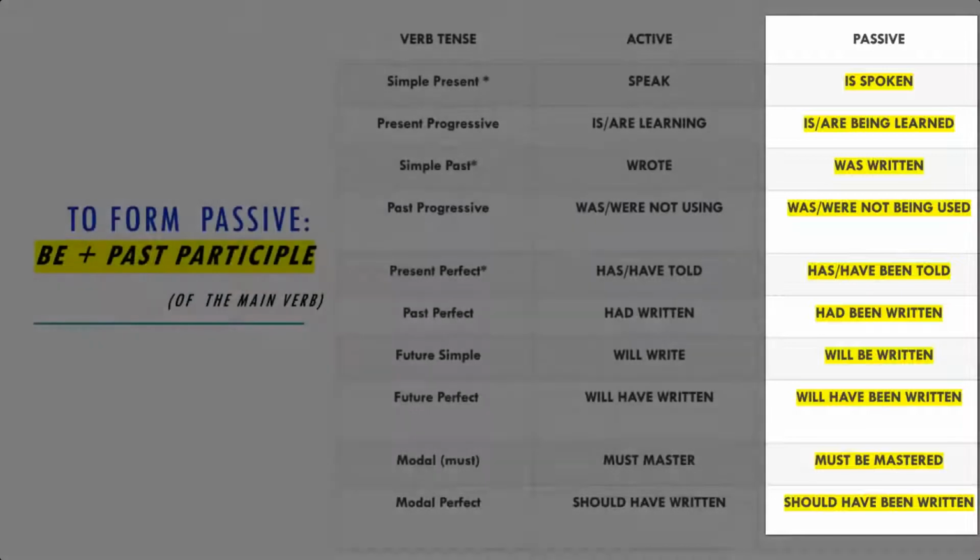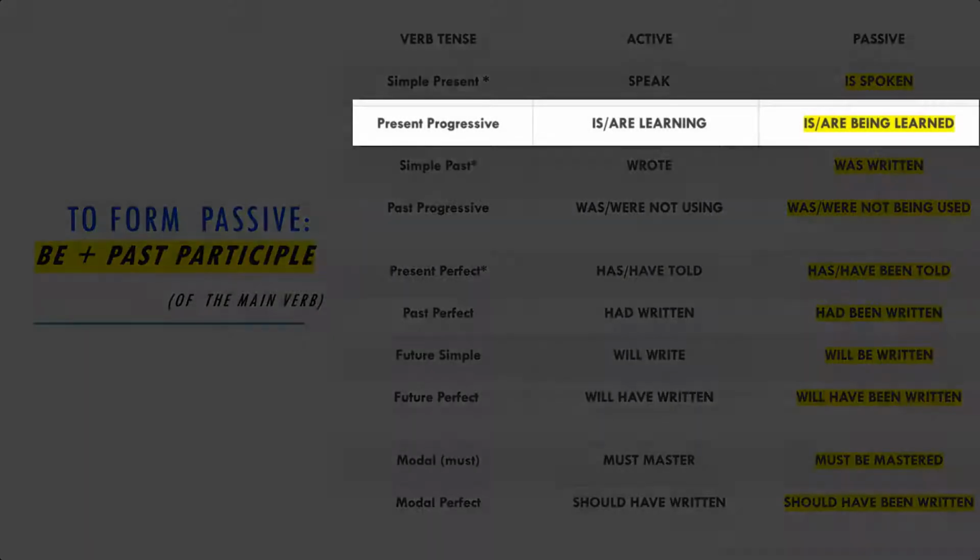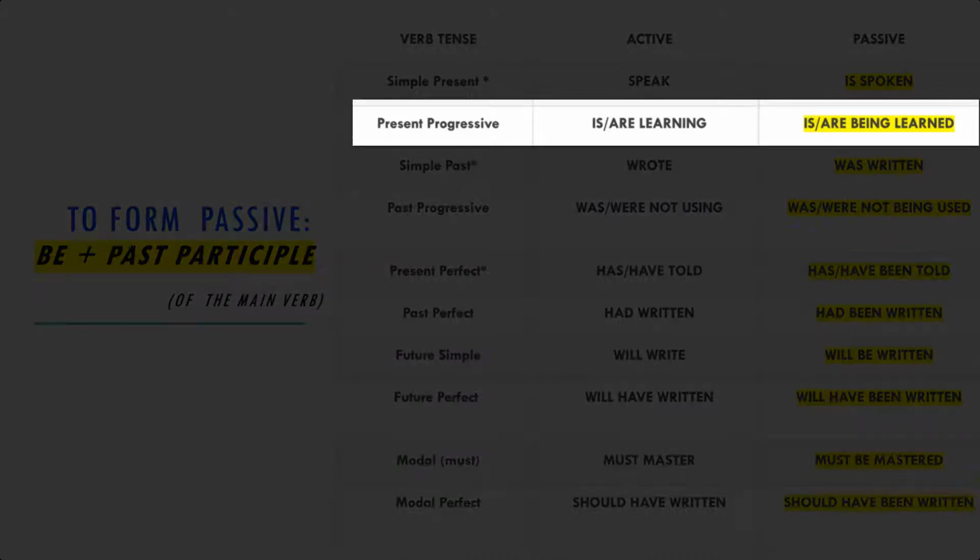So if we look at the simple present first, I use the word speak, and to make it passive voice, I just need to add be in its present form: is, or are if we talk about plural, is for the third person singular, and then spoken is my past participle of speak, right? Because the past of speak is spoke. So you're looking at the third column, past participle. Present progressive is or are learning, and passive is going to be is or are being learned. We're going to add ing because it's progressive, right?